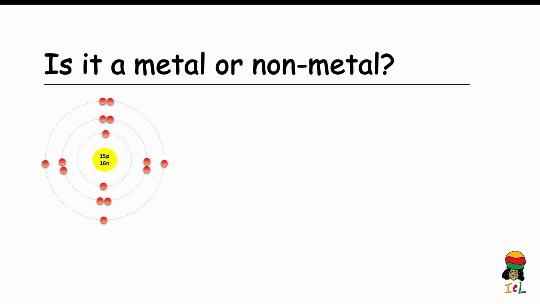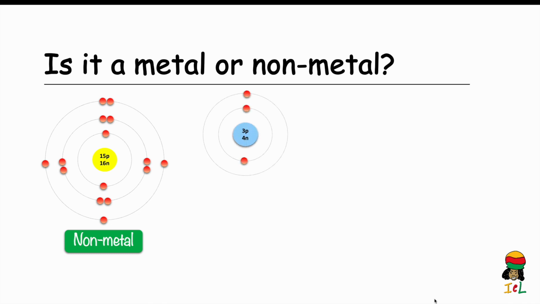Recall from the lesson that if an atom has 4 or more electrons on the last shell, it is a nonmetal. Also, if the atom has only 1 shell, even though there are less than 4 electrons on that single shell, it is likewise classified as a nonmetal. Since this atom has 5 electrons on the last shell, it is nonmetal.